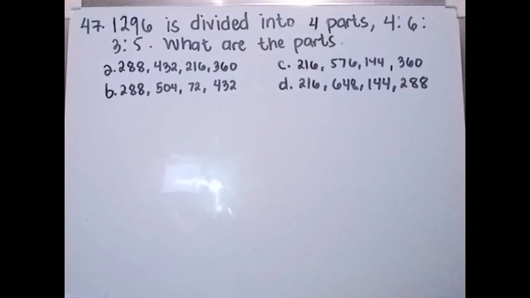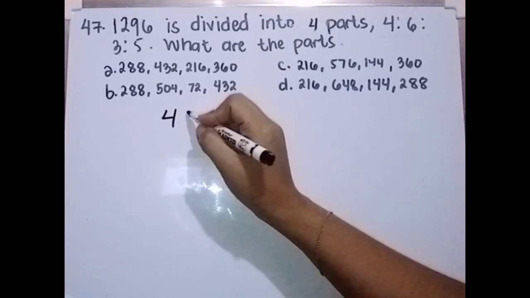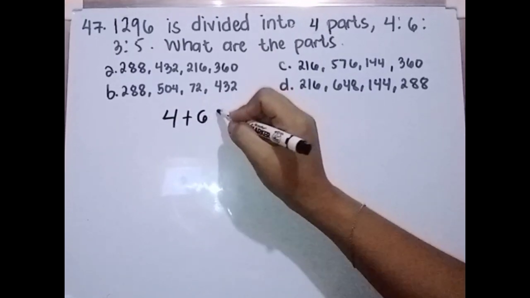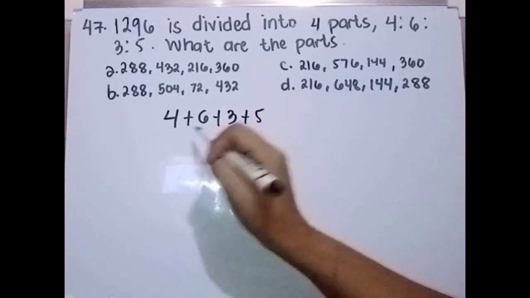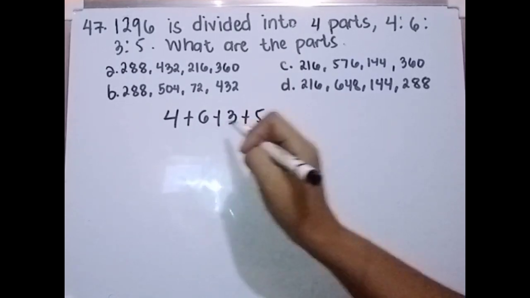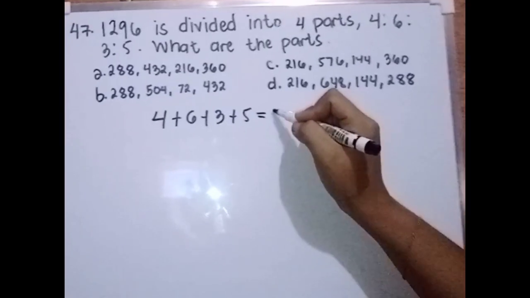Let's proceed to number 47. 1296 is divided into 4 parts. 4 is to 6, 6 is to 3, and 3 is to 5. So what are the parts? The first thing to do is we will add 4 plus 6 plus 3 plus 5. 4 plus 6 is equal to 10. 10 plus 3 is equal to 13. 13 plus 5 is equal to 18.